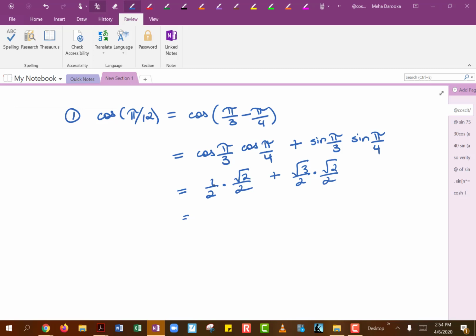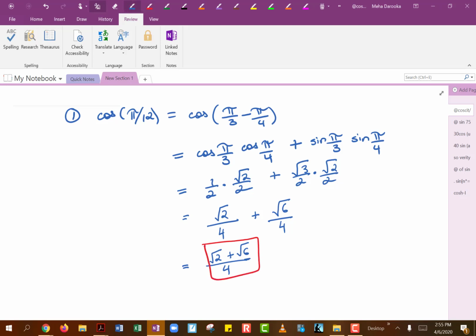If you multiply just the numerators, that will be 1 times square root of 2. So that's square root of 2, denominator would be 2 times 2, which is 4. Plus, when I multiply the right hand side, I'm multiplying square root of 3 with square root of 2, so that will become square root of 6 on the numerator, and then 2 times 2 will become 4. Since this is a common denominator 4, we can combine these guys together, and this will become square root of 2 plus square root of 6. So this is our exact answer.